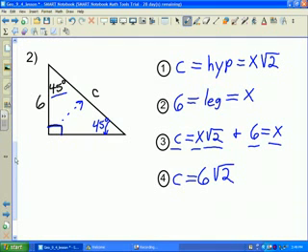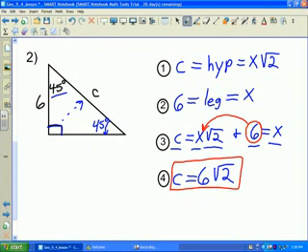Again, all I took was this 6 here, which equals x, and plugged it in for x, which gave us our c equals 6 square root 2. Our answer. Nothing else to simplify. It's 6 square root 2. Can't simplify square root 2, so it stays the same. Hopefully you guys all kept up with that. I don't know if I'm going too slow or not, but oh well.